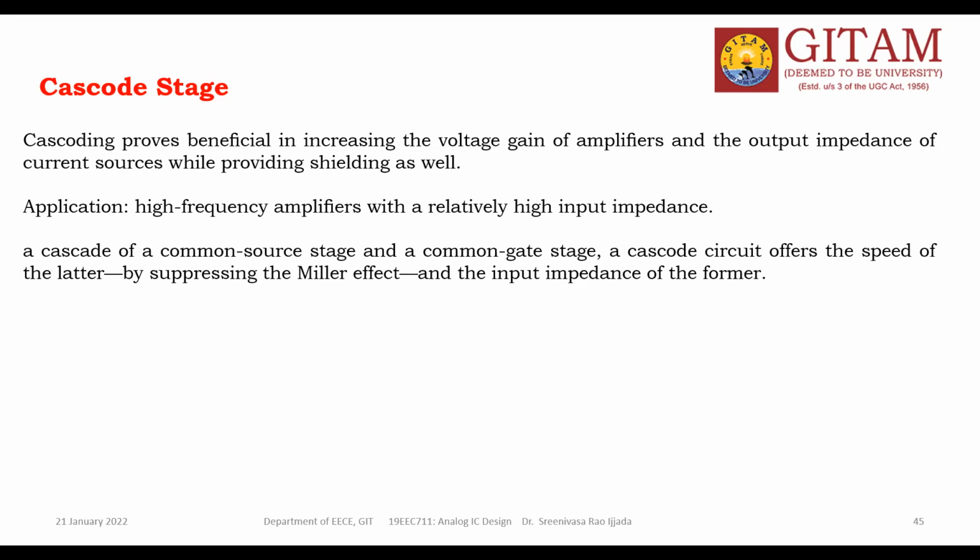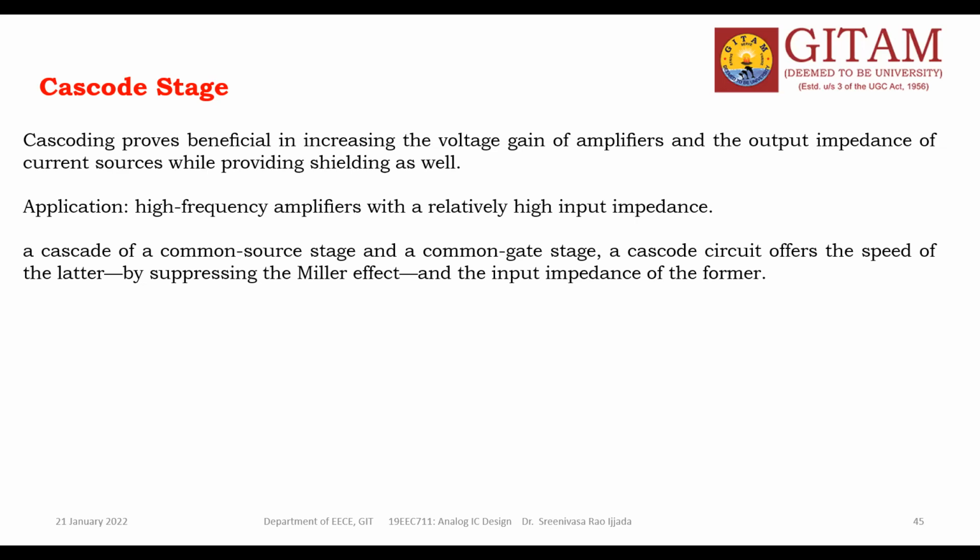Here in the cascode stage we have common source and common gate. The first is common source, then the next one is common gate. Common source is used for the higher input impedance, and common gate is used for the high speed. I hope you understand. So the former is used for the higher input impedance, and the latter is used to provide the higher speed. Those are the features of the cascode stages.